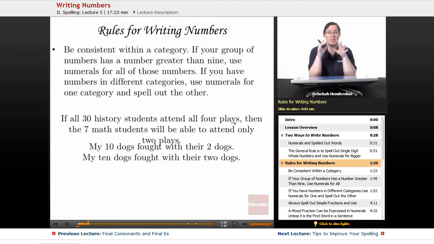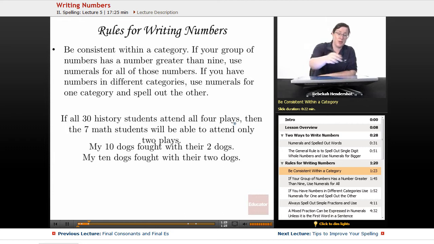Now that we've got the general rule out of the way, here's some of the specifics. First and foremost, be consistent. The whole thing about all these rules for writing numbers is you don't want to pull your reader out of whatever you're writing. You want them to keep on reading along and barely even notice whether you're using words or numerals or whatever. You want them to focus on what you're saying, not how you're saying it. And the best way to get them to keep that focus on what you're saying is to be consistent.